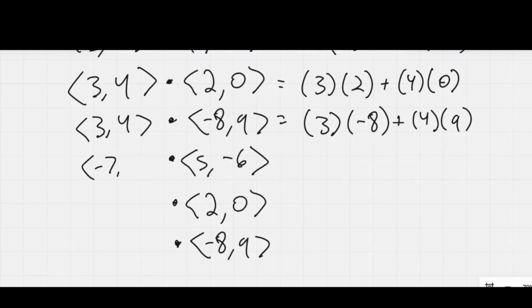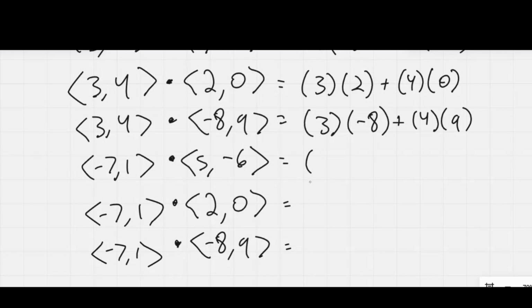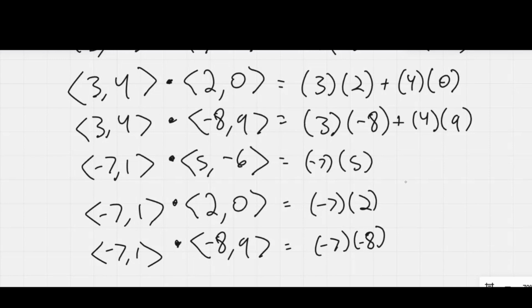And so we are finding the dot product with respect to the vector -7, 1. What that's going to look like in practice is we are multiplying each of the first values by the second values and adding both of those products together. So we have -7 times 5, -7 times 2, -7 times -8. Those values are going to be added with their respective second values, which are 1 times -6, 1 times 0, and 1 times 9.